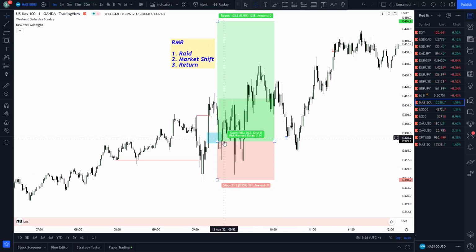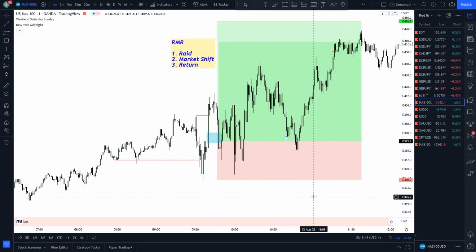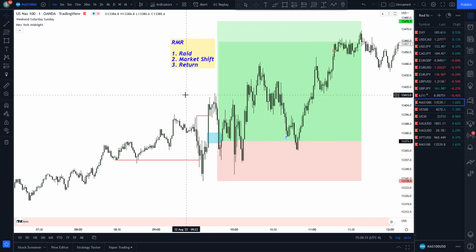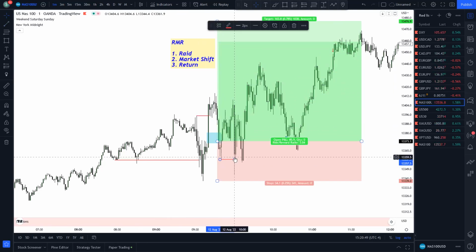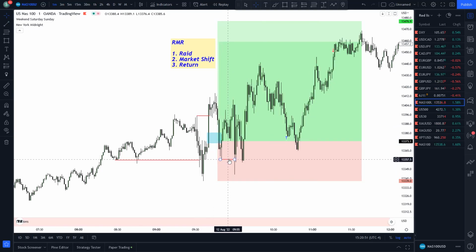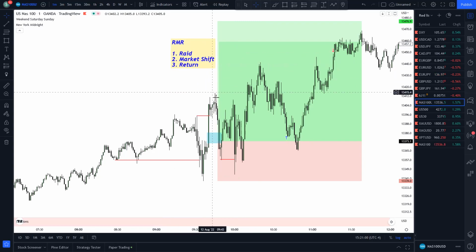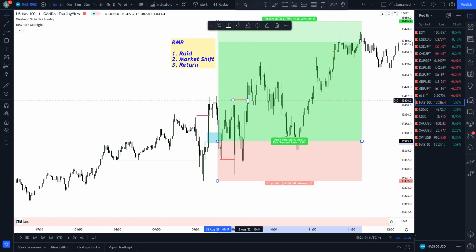As you can see, this was not the entry that I took, since I just missed that opportunity. So once I missed that entry, I was just looking for another. And luckily for me, another RMR formed. So once again, we look for a raid. Below this swing low, there's sell side liquidity. So as price stabbed through there, we call that the raid. The second thing we look for, market structure shift. So above this swing high, we call that the shift.